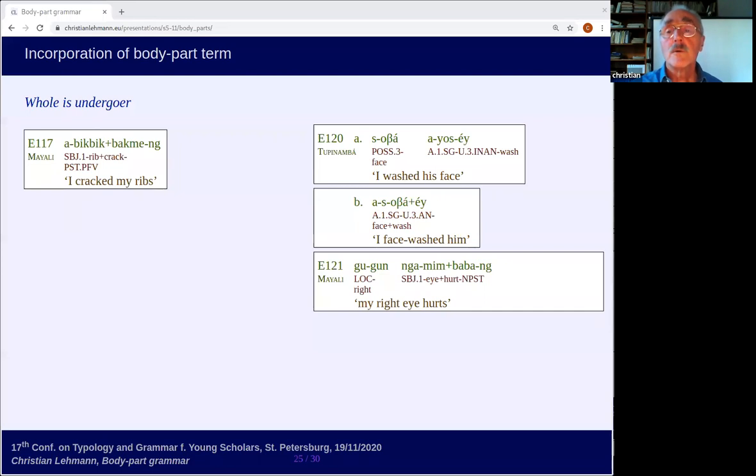The construction with a part as local dependent has an incorporative variant too. In example 121, W still has undergoer function coded as subject while P is incorporated. My right eye hurts. The eye, if it were an external actant, would be in the locative. The attribute has not been incorporated with a noun and remains in the locative, in situ.